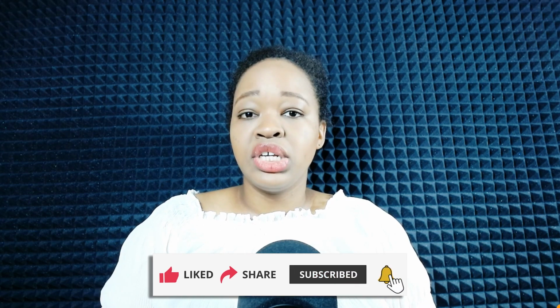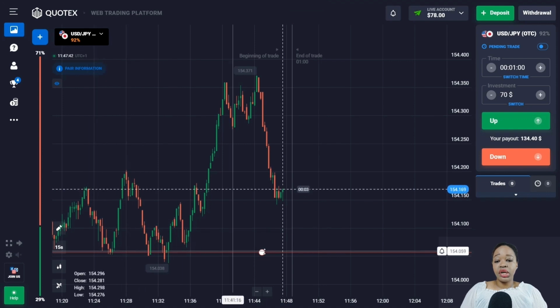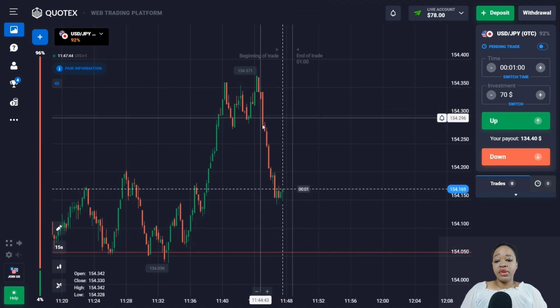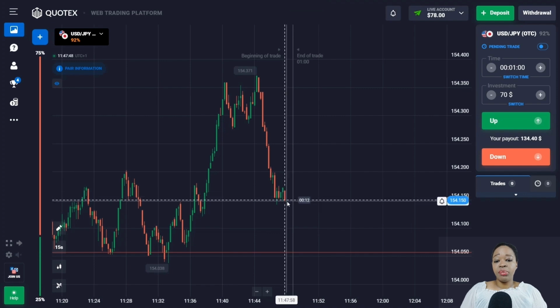So let me find my first entry point. Here at the bottom we have the level of support. You can see that the price has already fallen several times from this level, and at the moment there is a good and reliable movement. You see the price is approaching the level.